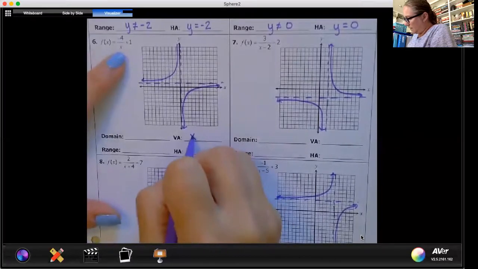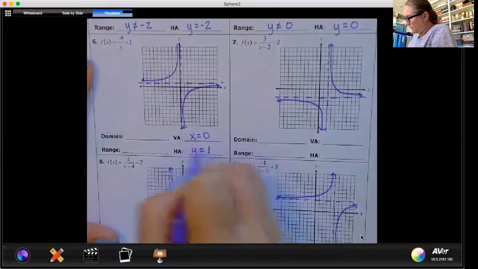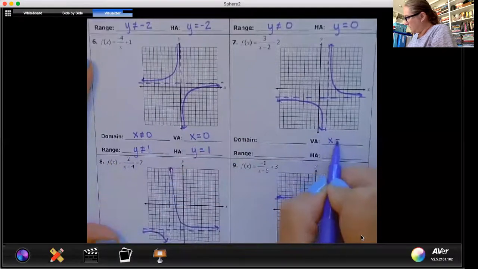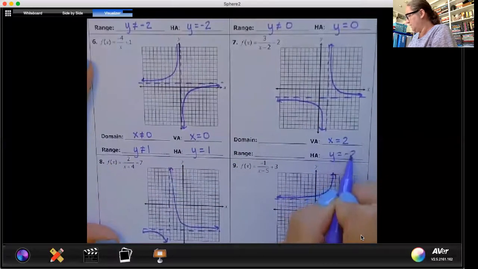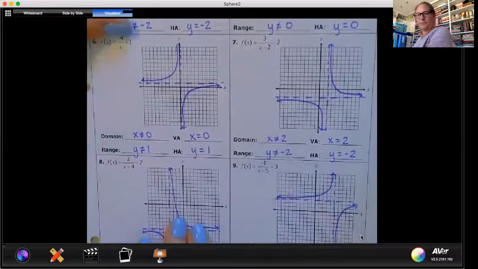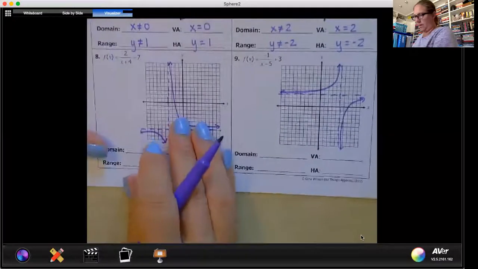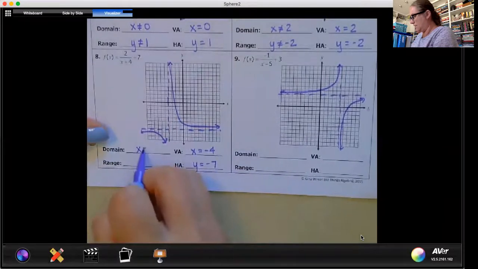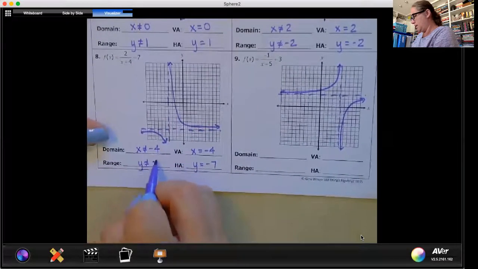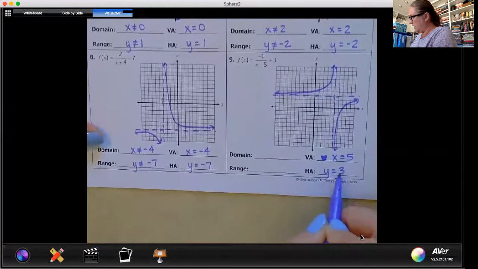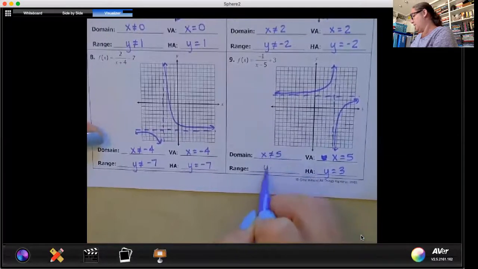So x equals 0 and y equals 1. X cannot equal 0 and y cannot equal 1. X equals 2, y equals -2, x cannot equal 2, y cannot equal -2. And for number 8, x equals -4, y equals -7, x cannot equal -4, y cannot equal -7. And for 9, x equals 5, y equals 3, x cannot equal 5, y cannot equal 3.